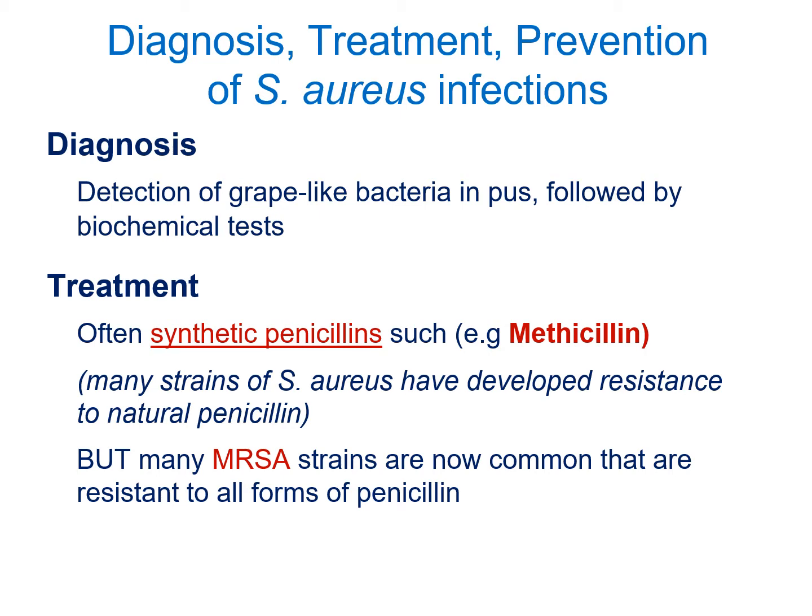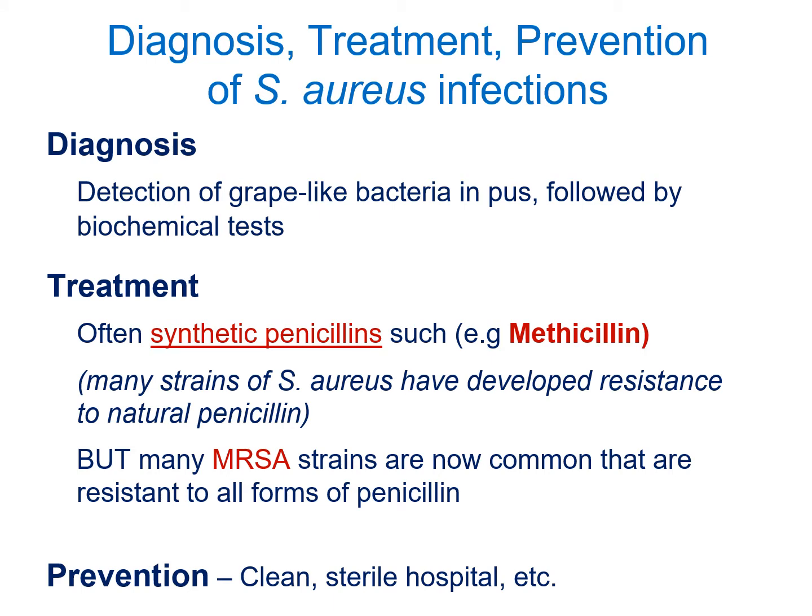Treatment, so again, traditionally we would use penicillin or a synthetic form of penicillin, and one of the forms that proved to be very effective is methicillin. And methicillin is something that is not proving all that effective against some strains of S. aureus anymore. So we have these methicillin resistant Staphylococcus aureus strains, and that's where the MRSA comes from. And these strains tend to be resistant to most forms of penicillin, and that makes them rather difficult to treat.